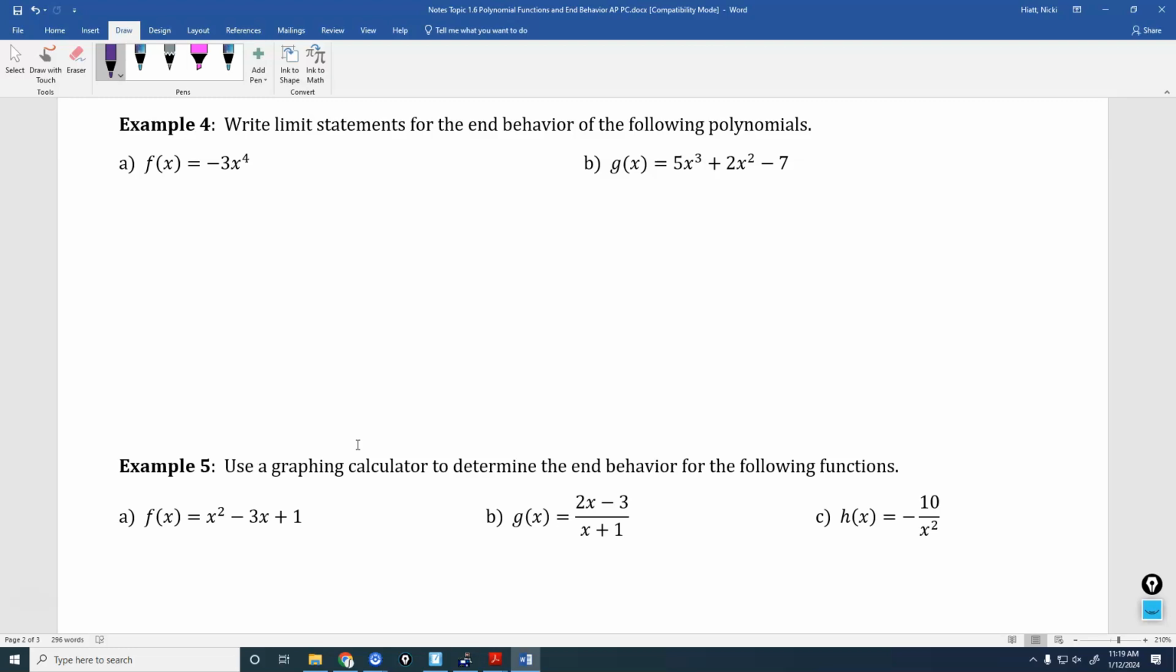Okay? And I will post my answers for these as well, so you can kind of check and see what you're doing on those. So we'll talk about these on Monday. We'll practice with end behavior just a little bit more. We didn't quite get to the end of the notes, but we've got the idea pretty much.